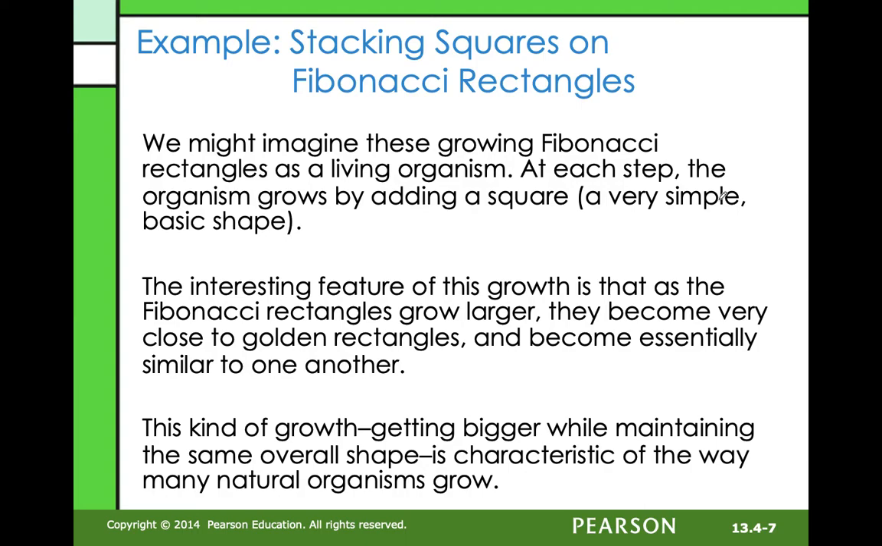At each step, the organism grows by adding a square, which is, again, a very simple, very basic shape. The interesting feature of this growth is that as the Fibonacci rectangles grow larger and larger, they become very, very close to golden rectangles, which is something we talked about in the previous video notes. Essentially, they are all similar to one another. This kind of growth, getting bigger while maintaining the same overall shape, is characteristic of the way that many natural organisms grow.